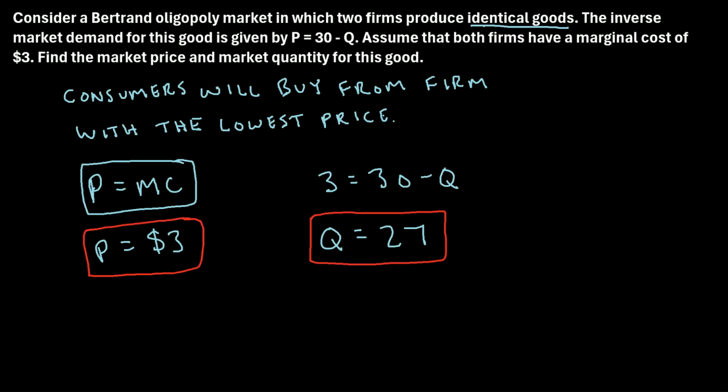So it's pretty straightforward. Now, if the two firms produced differentiated goods, then we would have to perform a few more calculations to actually solve for the market price and market quantity. And I'll link to another video that I have on how to solve that type of problem in which the two firms produce differentiated goods.